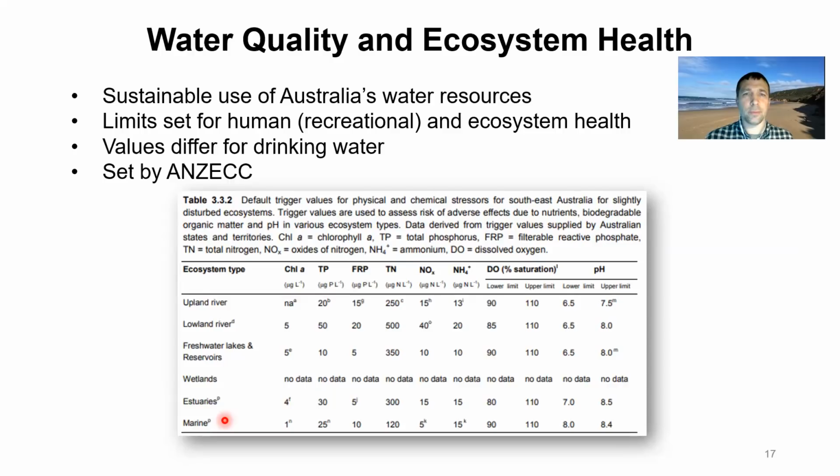Okay, so that's for human health, but what about ecosystem health? So it's important that we manage Australia's water resources. And so there are specific guidelines that regulate water for recreational use and ecosystem health. Now, the important thing to note here is that these values do differ than the guidelines for drinking water. And these are set by ANZECC, which is the Australia New Zealand Environmental Conservation Council, I think. Someone can fact check me on that if you'd like. And so we'll be looking at actual water quality data in the prac and then comparing it to these guidelines to see if particular areas are of good or poor health.